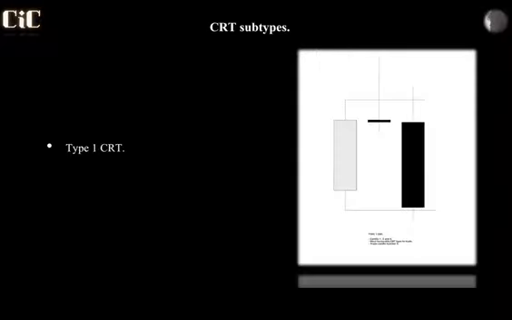CRT subtypes. Type 1 CRT. Classic, most favorable CRT type trade. Candle 1, 2, 3. Right, 3 candle model, which is also, by the way, stolen from something I taught before, back in 2023, I think it was. I taught the world the 3 candle model, which was a primitive version of CRT.